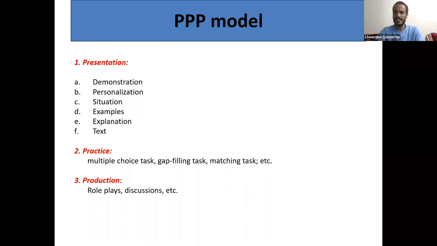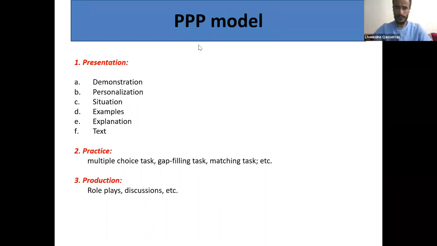Most textbooks, you will notice, start with a text. They give you a text or a conversation or a paragraph or an email, okay? And sometimes you can start with listening. Listening is a text, it's an audio, okay? Now for practice, you have different tasks: multiple choice, gap filling, matching, completion tasks, etc. And for the production: role plays, discussions, debates, conversations, descriptions, etc. Okay, so this is the PPP. We are going to go deeper in the coming slides.